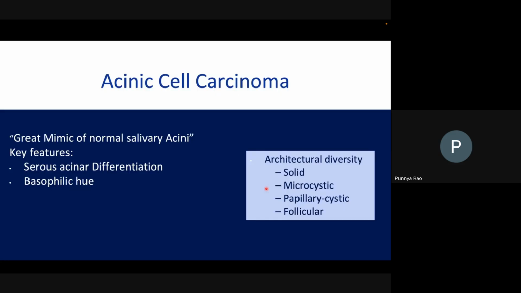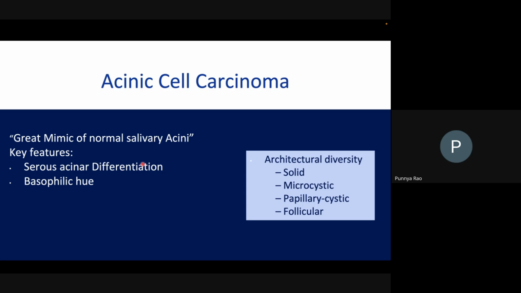I think the last but one carcinoma is the acinic cell carcinoma. Acinic cell carcinomas resemble salivary acini. So you have to look for serous acinar differentiation, and serous acini appear purple, which we covered already in the normal histology. So what you need to look for when you see serous acini in the microscope is the basophilic hue, or the purple appearance of the slide. The entire slide appears purplish because of the serous acinar cells which are there.